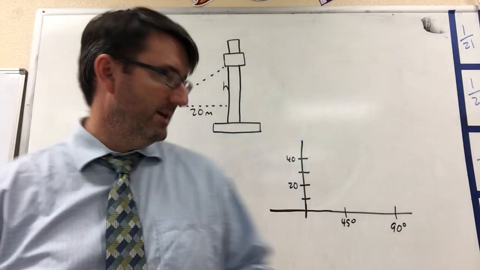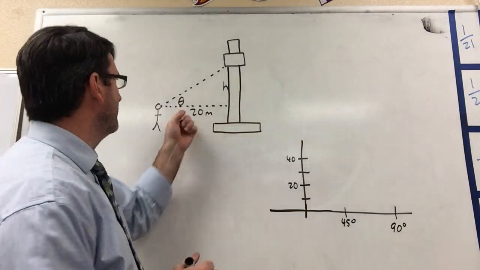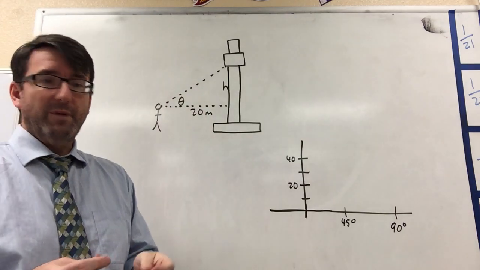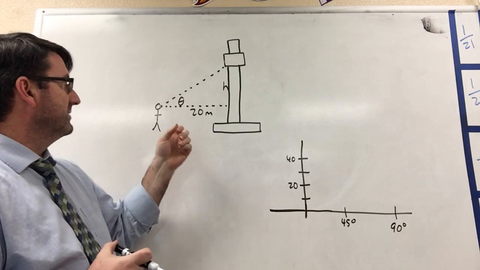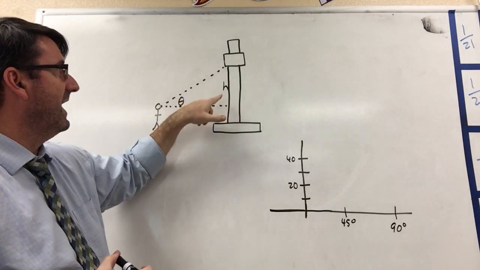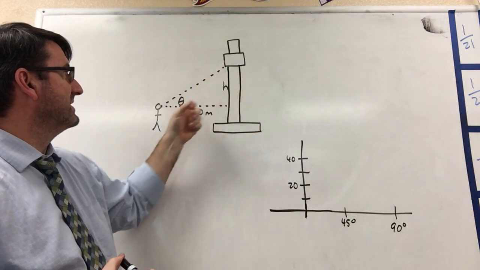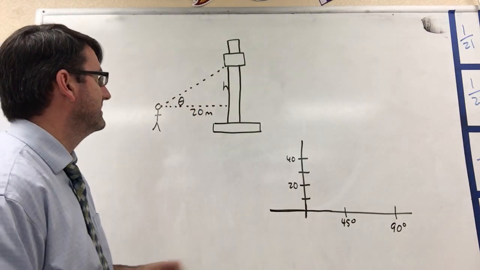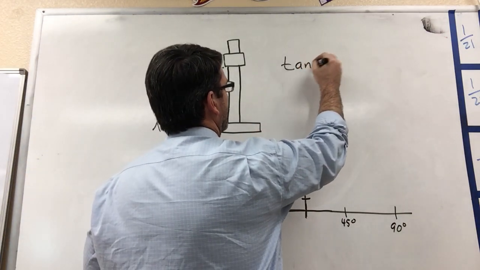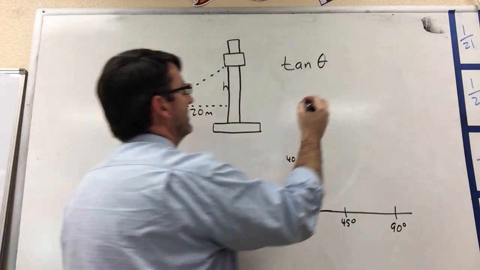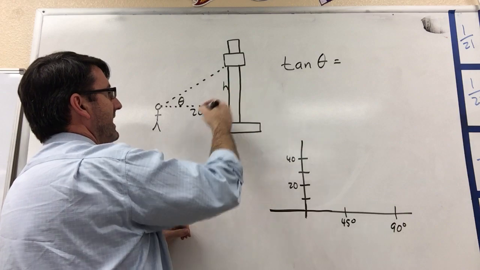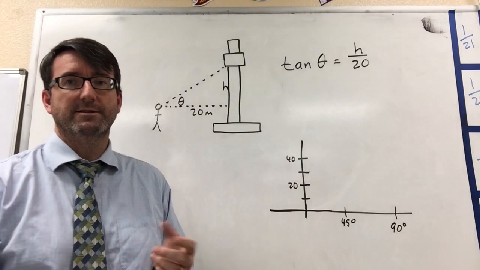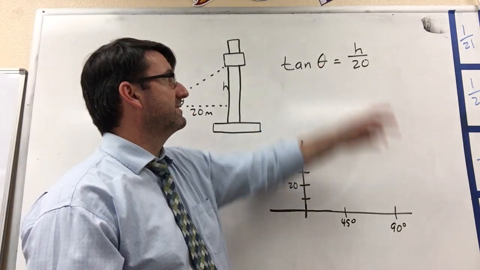So let's start by looking at this triangle here. This is a right triangle. And we know from back when we were talking about right triangle trig that to find this height, that's the opposite side from this angle, and we know the adjacent side. So we're going to use tangent to find this. We know that the tangent of theta is going to be equal to the height over 20. Opposite over adjacent. And now we just need to solve for h.